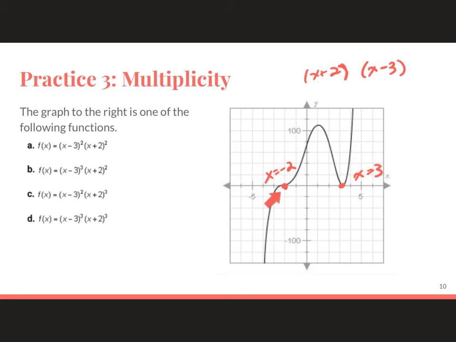So I know that the exponent for this zero, x equals -2, has to be odd. So I'm going to just write odd over here. I don't know what odd number, but I know it's going to be odd.